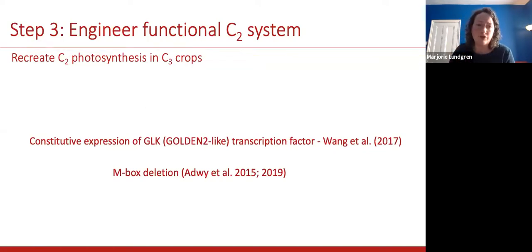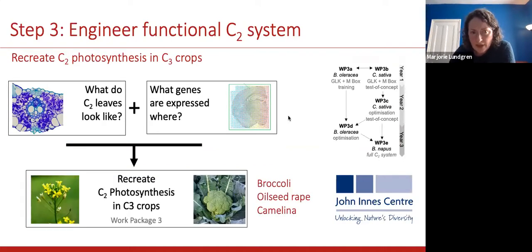I'm going to try to recreate C2 photosynthesis in these crops. And to do that, I'm going to go to what I was talking about before, this kind of 1-2 punch, the GLK constitutive expression and the M-box deletion. And that, I think, will create a rudimentary C2 cycle. So I'll start with the GLK and M-box work.